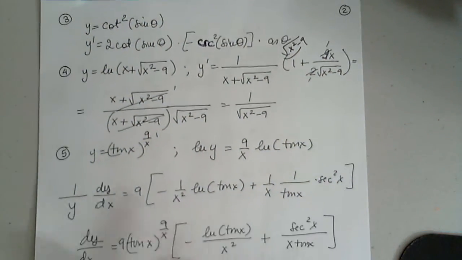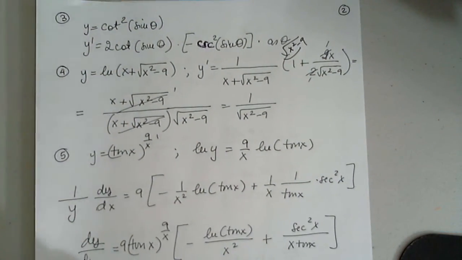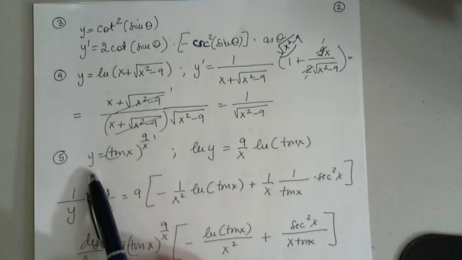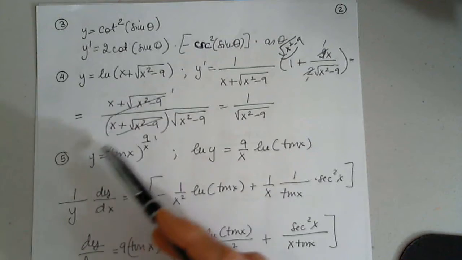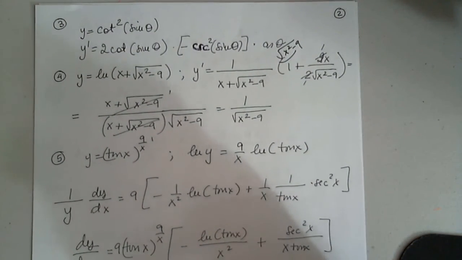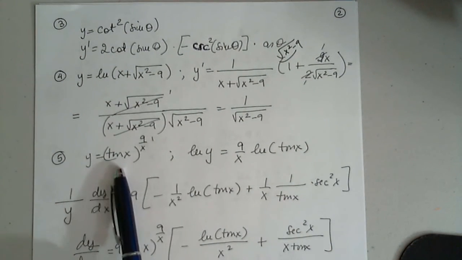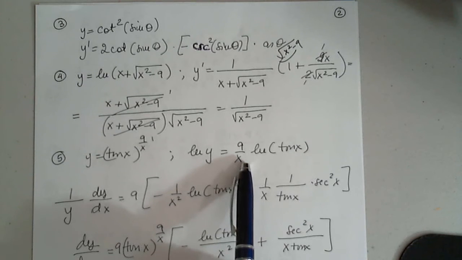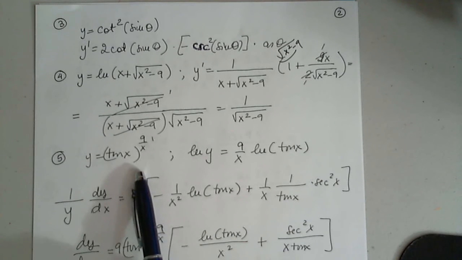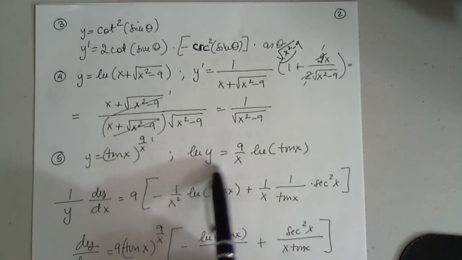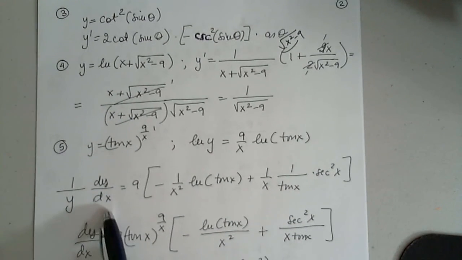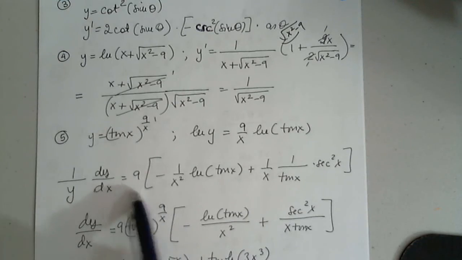Here we don't have any formula to apply. We have to use logarithmic differentiation. We apply natural log to both sides. 9 over x comes in front, using the power rule of the log, times natural log of tangent. Now we differentiate implicitly. 1 over y times dy over dx equals 9 stays outside.